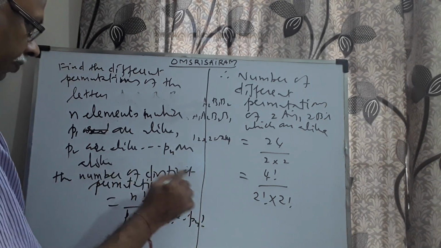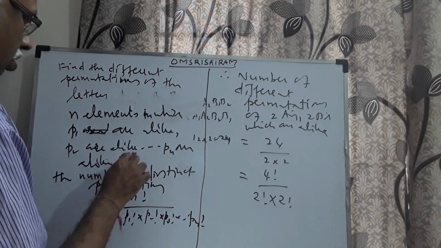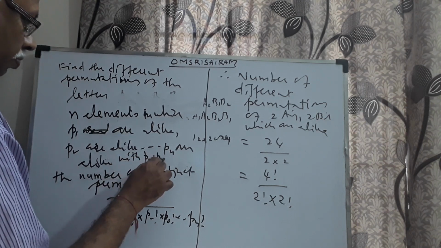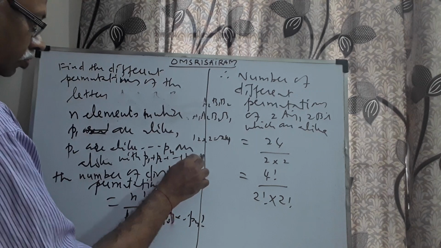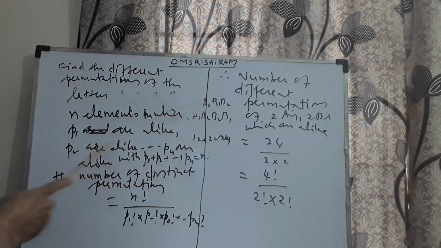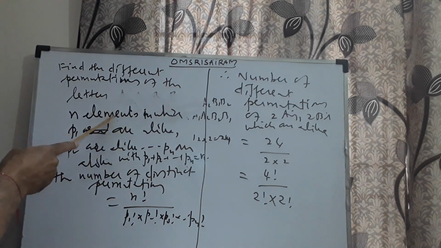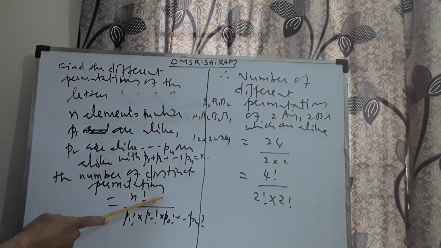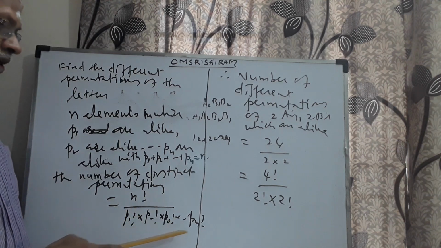Important thing here is that P1 plus P2, etc., Pn happens to be n. The sum of those numbers should be equal to n. I repeat, if there are n elements in which P1 are alike, P2 are alike, Pn are alike, with P1 plus P2, etc., Pn is n, the sum of those numbers equal to the total number of elements n. The number of distinct permutations there would be n factorial by P1 factorial into P2 factorial, P3 factorial, etc., Pn factorial.